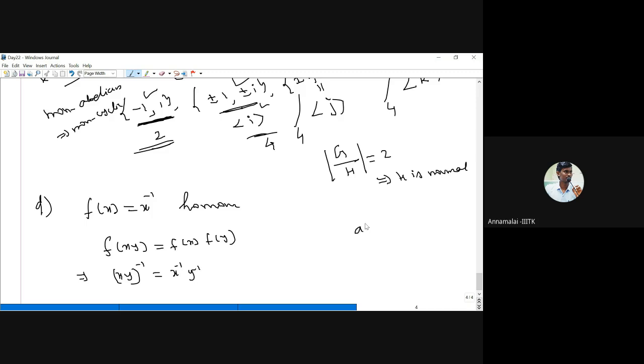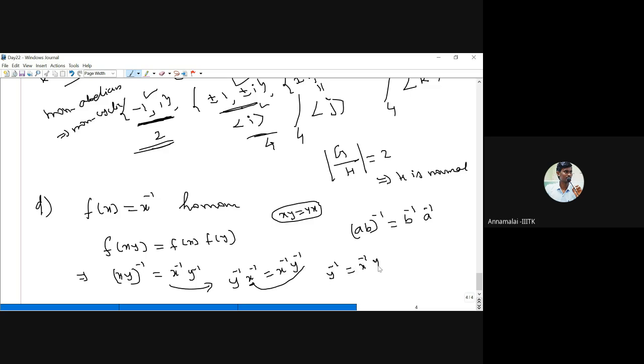But in group theory, this result is true: as already said, AB whole inverse is nothing but the reverse, B inverse into A inverse. Therefore, xy whole inverse is nothing but y inverse x inverse, equal to x inverse y inverse. What we have to prove is that the group is abelian, that is, xy equal to yx for all x. First, we have to cancel this x inverse, so multiply x inverse x on both sides. Therefore, the left hand side we have y inverse, the right hand side we have x inverse y inverse x, because we multiply x and this x inverse x cancels.